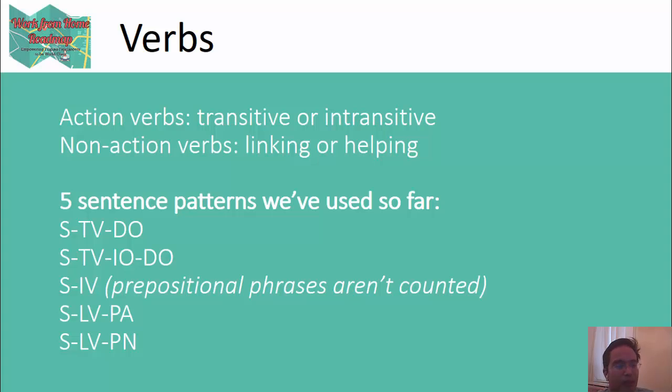The SIV pattern, which is subject, intransitive verb. And take note that prepositional phrases aren't counted here. So if there's a prepositional phrase, it's still an SIV pattern. The SLVPA pattern, subject, linking verb, predicate adjective. And the SLVPN pattern, subject, linking verb, and predicate noun.